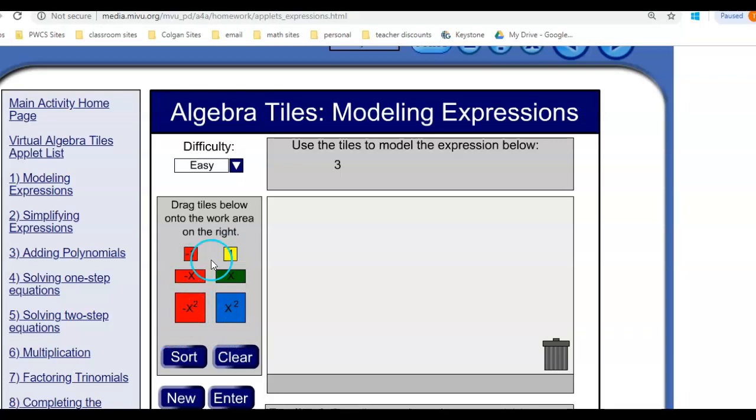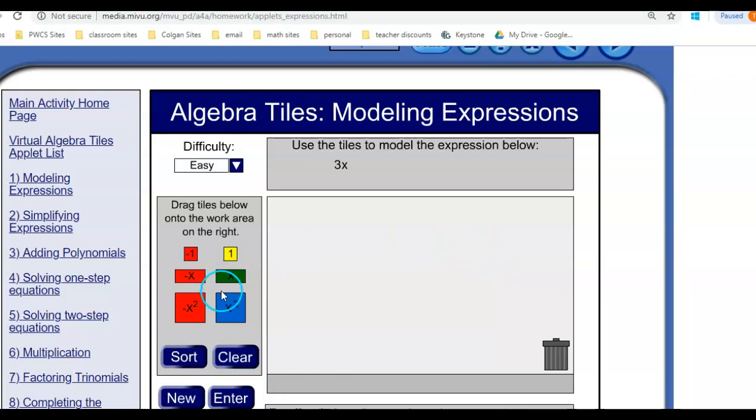So now that we know those basics, we need to talk about how we would model 3. You may want to pause it for a second before I go into how to do it and see if you could figure that out. You should have come up with 3 yellow 1s will give me 3, and that's correct. Let's do another one. What about 3x?